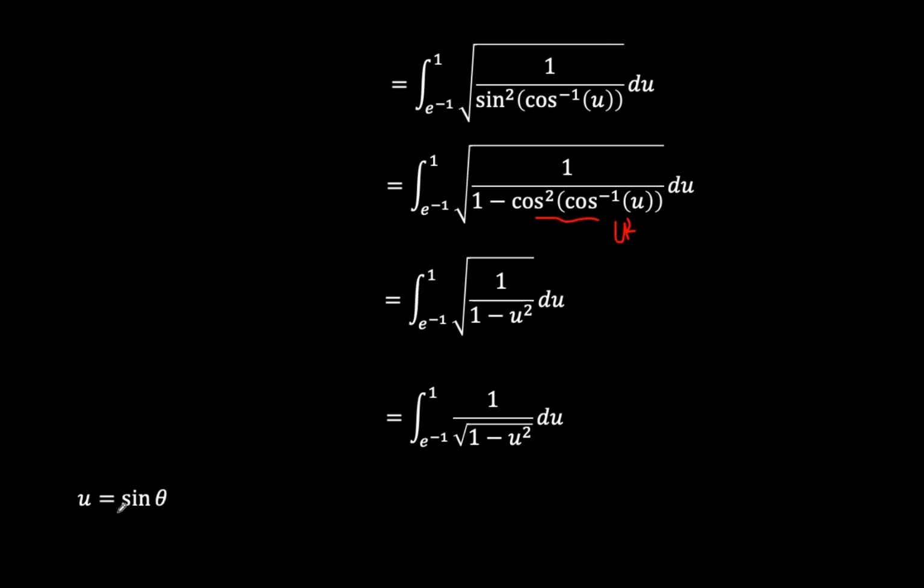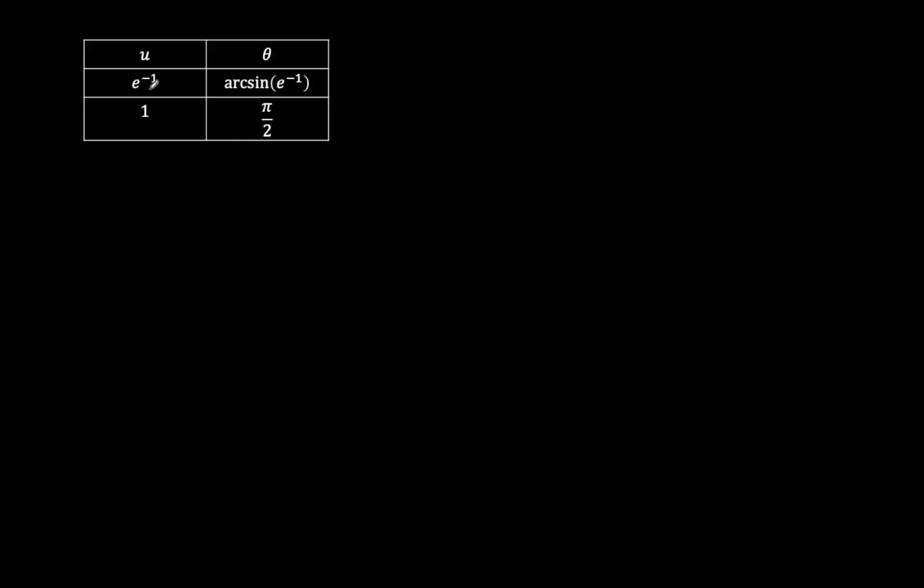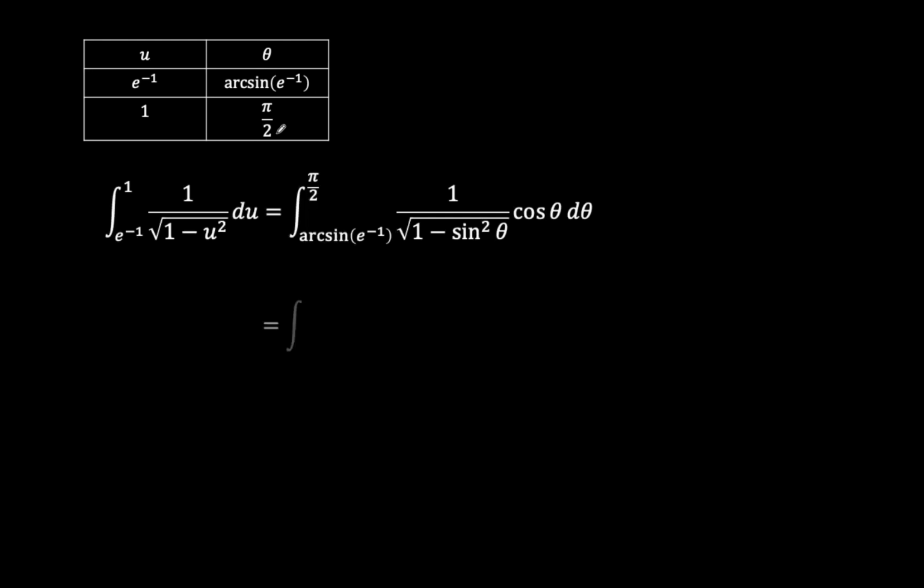We can now do another substitution by letting u be equal to sine theta. That means that du d theta is cosine theta, and therefore we can substitute for du with cosine theta d theta. Now the limits: when u equals e to the power -1, theta becomes arc cosine e to the power -1, and when u equals 1, arc cosine of 1 is pi over 2. So we have substituted appropriately.